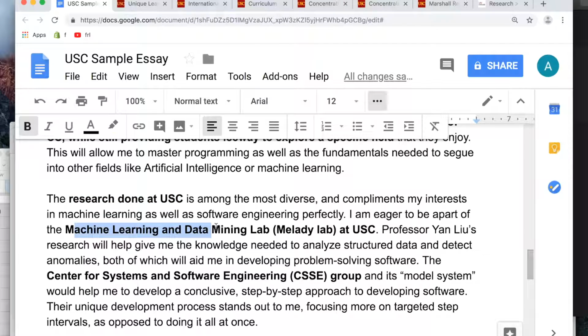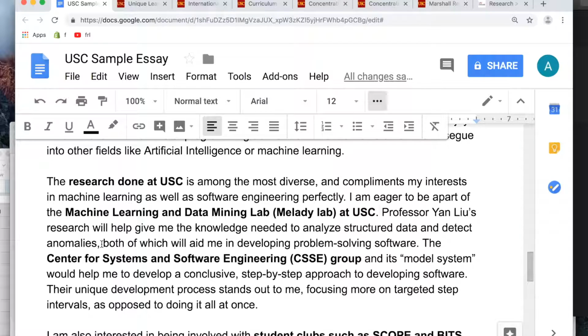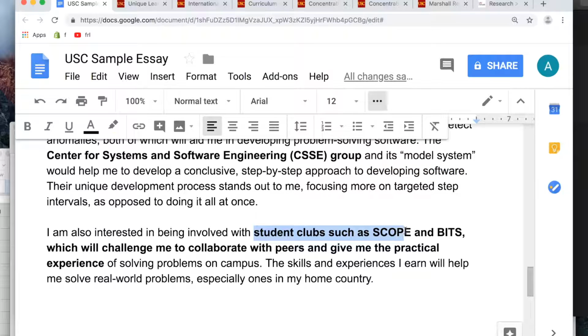The machine learning and data mining lab at USC, with Professor Yang Liu's research, will give him the knowledge to analyze structured data and detect anomalies, which will help him develop problem solving software. So, mentioning a lab is good, but you have to give a reason why that lab will help you to learn. Another one is the Center for System and Software Engineering and how the model system will help him develop software. And also joining student clubs such as Scope and BITS and how it will challenge him to collaborate with peers and give practical experience.